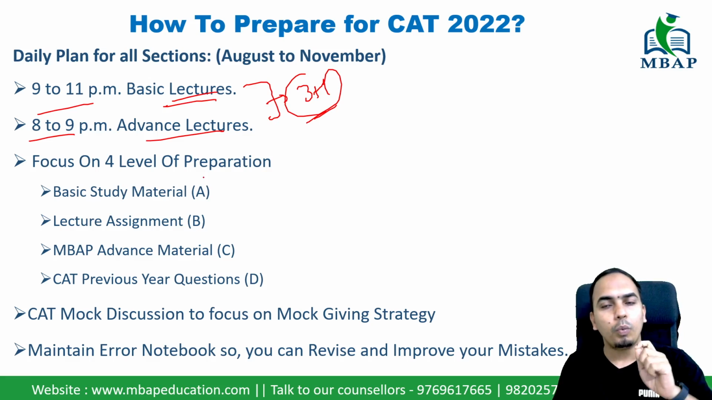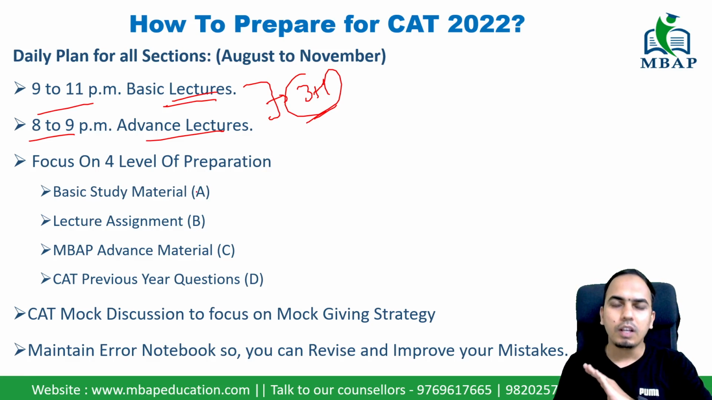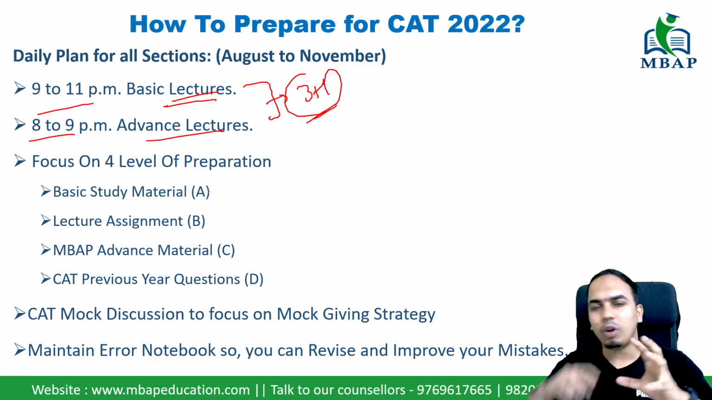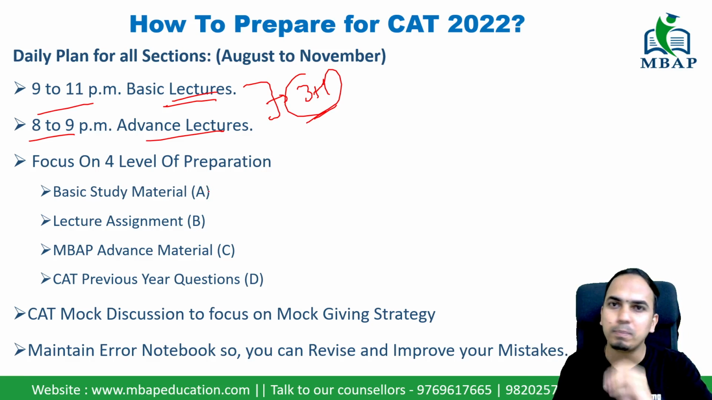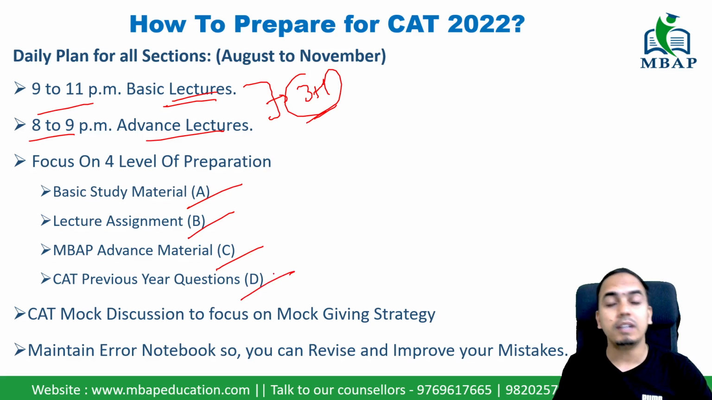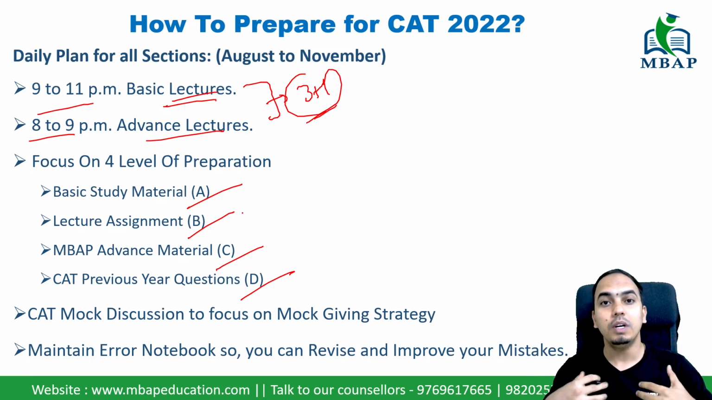Now when it comes to the preparation side, all our students who have cleared IIMs, FMS, SPJ in the past have done only these 4 things. Not showing any very wow jazzy things, simple math. If you do the basic material, the lecture assignment, the advanced material that we have given you, and the past CAT papers, only these 4 things, A, B, C, D, on every topic, you are going to be at a very, very good position when it comes to giving the CAT exam.